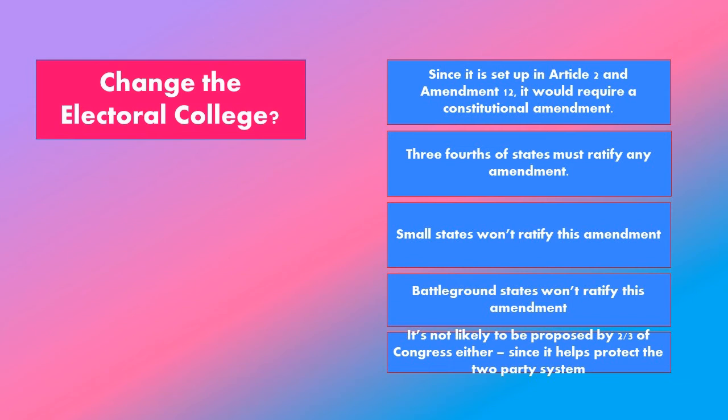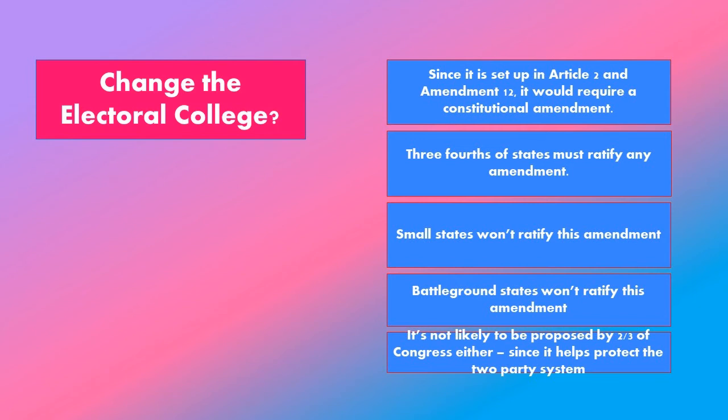This amendment's probably not going to get proposed in the first place. Remember, it has to be proposed by 2/3 of all of the members of the House and the Senate. And one of the things we said earlier, one of the advantages here, is that this helps protect stability, because it makes it more likely that one of the major party candidates is going to win. So in order to even get this amendment proposed, it would require 2/3 of votes from Democrats and Republicans, even though Democrats and Republicans are the main groups that benefit from the Electoral College. So adding an amendment to the Constitution to change the Electoral College is unlikely, but there are other alternatives.